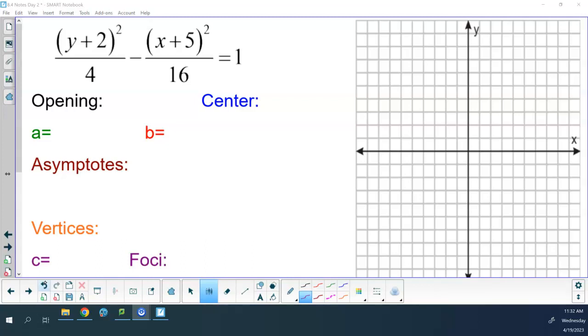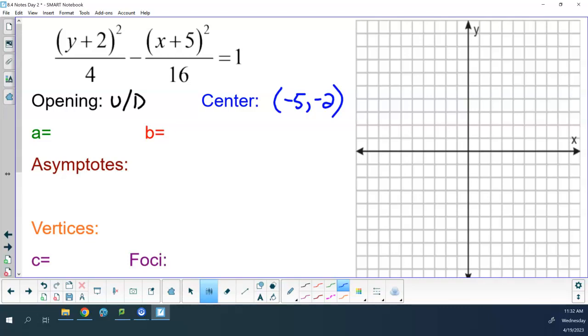Which way does this one open? Up and down? Because the y squared is first? Where's the center? The center is at (-5, -2). Now that's the tricky part on this one, because you're going to want to go left or right. This goes back to the parabolas, and you have to look at what's attached to the x and what's attached to the y.